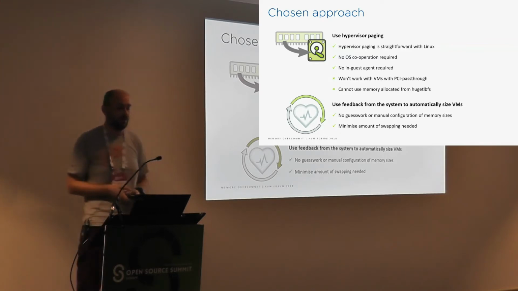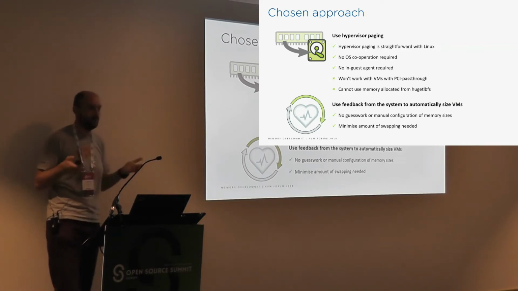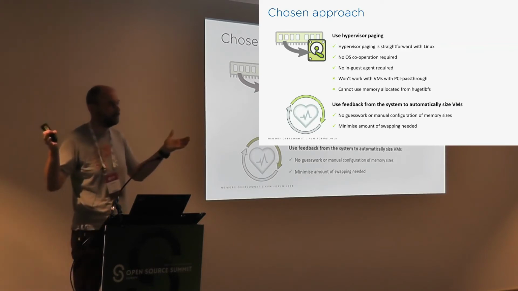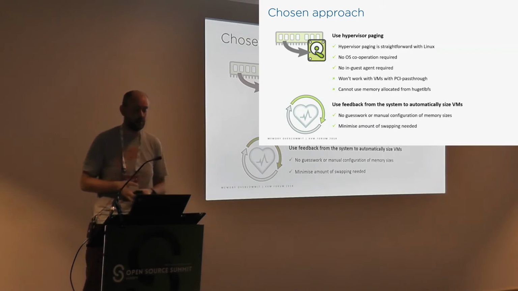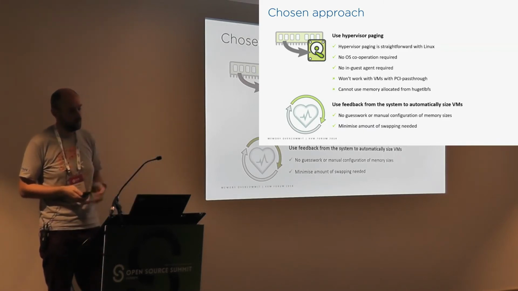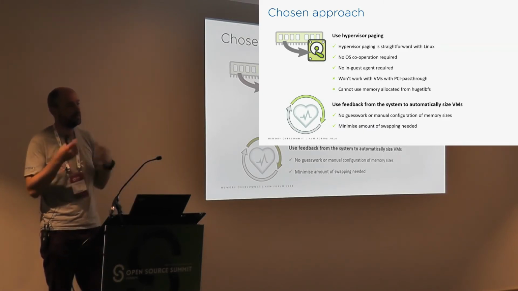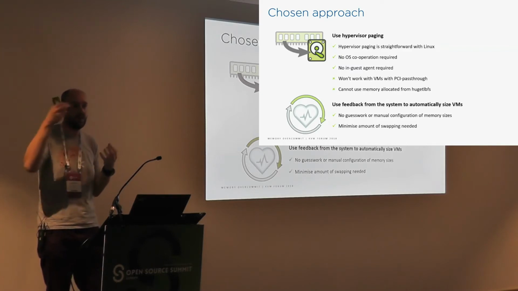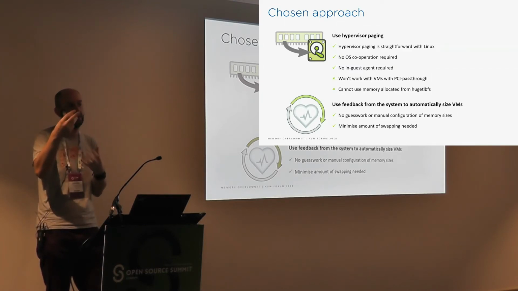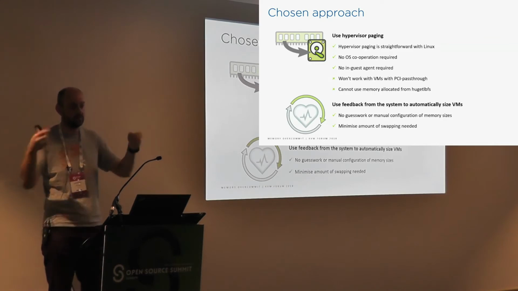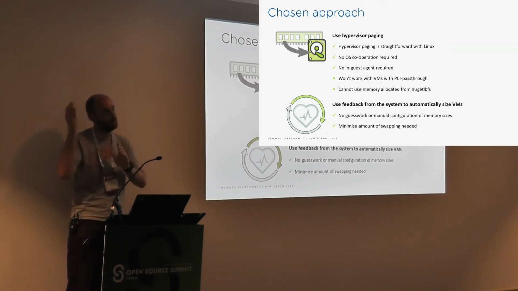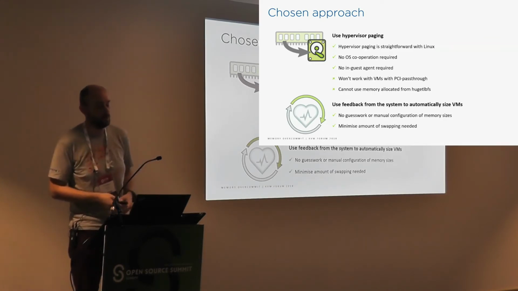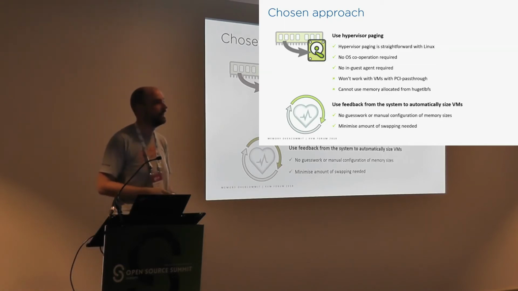So with hypervisor paging, as I said, this is straightforward. We have all the infrastructure already in place, and this is not to be taken for granted. With hypervisor paging, it is out of the control of the VM. The OS cannot do anything about this. If we as the hypervisor want to take away memory, we can do that, and we don't need any cooperation from the OS. We don't need any cooperation from any in-guest agents.